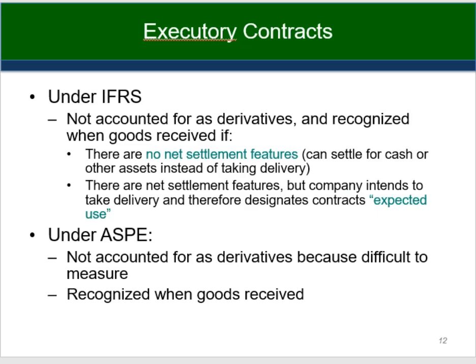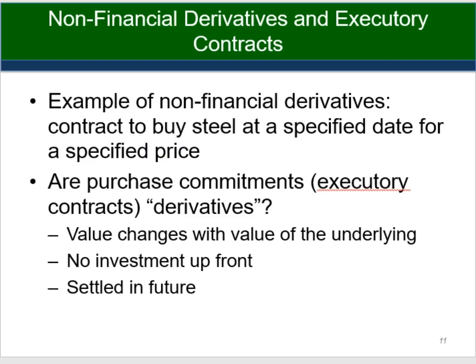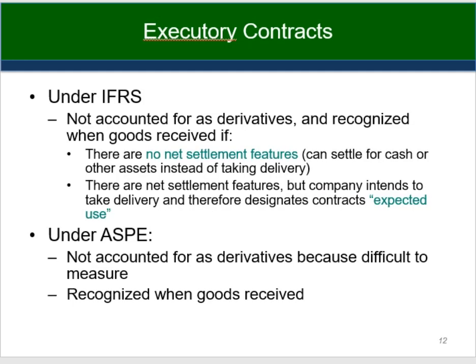And so under IFRS, purchase commitments are not treated as derivatives, and they're recognized when goods are received if there are no net settlement features. So if you can settle them for cash, then even though they cover a non-financial good, they're essentially settlable in financial terms. So you can settle for cash or other assets. It's recognized when goods are received if there are no net settlement features.